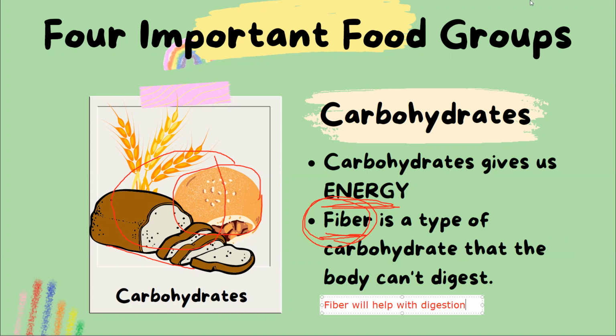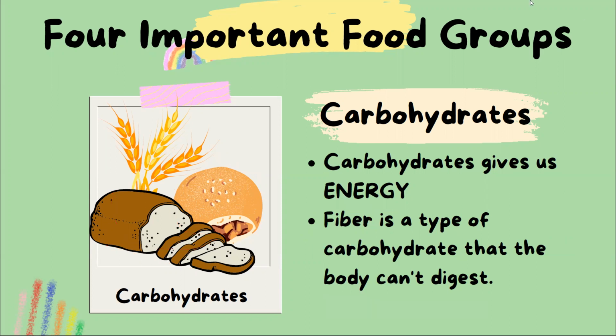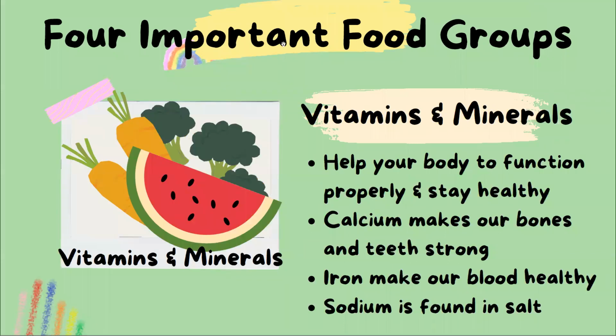All right. Okay, above carbohydrates in the food pyramid would be the vitamins and minerals. Now, vitamins and minerals help your body to function properly and stay healthy. Number one, this is the real one, stay healthy. Among a lot of vitamins and minerals in your textbook, we've highlighted three, which is calcium, iron, and sodium. Calcium makes our bones and teeth strong. It makes our bone and teeth strong.